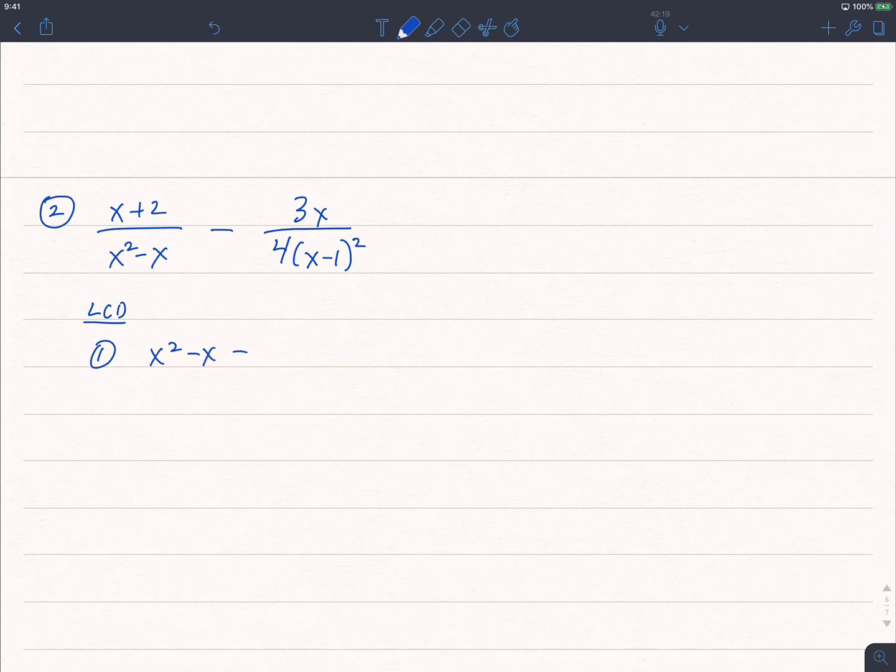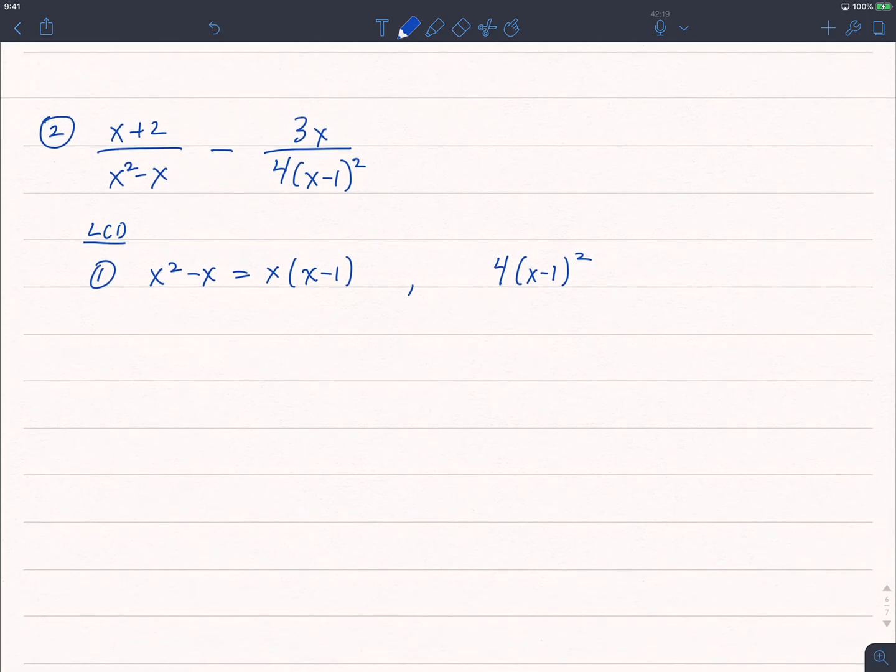So the first denominator is x squared minus x, and we can factor it in this way. Each term in the first denominator is divisible by x, so we can factor out an x. And the second denominator is fully factored for us already. Nothing we can do.